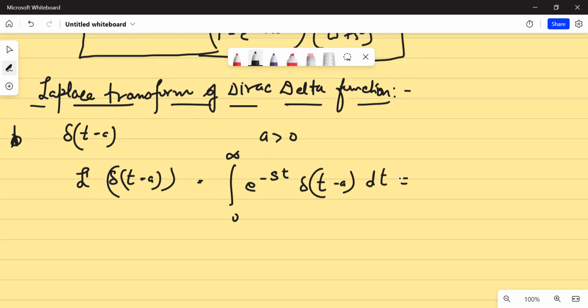I think it would be easy to find that this would be equal to e to the power minus as. Is that clear? Provided a is greater than 0. If a is less than 0, then the answer would be 0. Are you getting my point? Is that clear? Yes sir. Okay. So that is the Laplace transform of a Dirac delta function stationed at t equal to a. And if I want to write the Dirac delta function stationed at t equal to 0, the Laplace transform of this would be equal to 1, since e to the power 0 is 1.